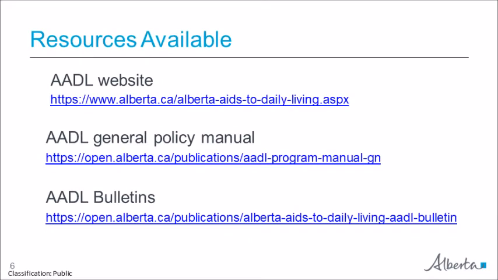Here are some of the resources available on the AADL website. AADL policies, procedures, and forms are posted on the AADL website and available to everyone involved in the process. SGCD authorizers, service centers, and manufacturers or distributors, as well as clients who may be interested in obtaining a communication device. Authorizers can sign up to receive bulletins which provide important information to stakeholders, including changes to the AADL website, recalls, and updates to policies and procedures.